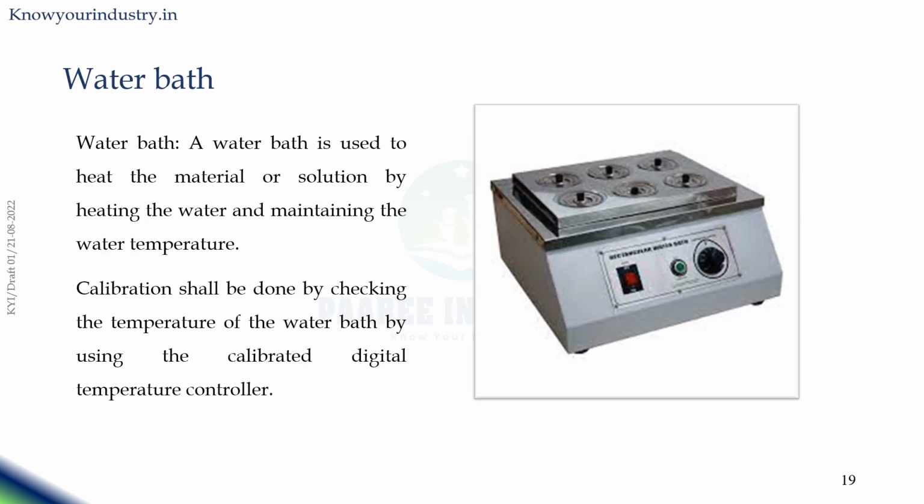Another commonly available instrument is the water bath. A water bath is used to heat a material or solution by heating the water and maintaining the water temperature. This is one of the critical instruments used to process samples in the wet lab. The calibration for the water bath is checking the temperature of the water bath using a calibrated digital temperature controller.